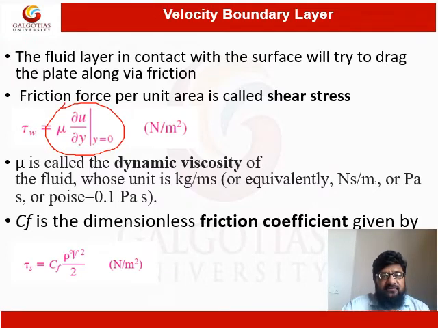Similarly, we can define the friction coefficient, where tau s is equal to Cf rho v square by 2. So Cf is a non-dimensional number which is non-dimensionalized by rho v square by 2.